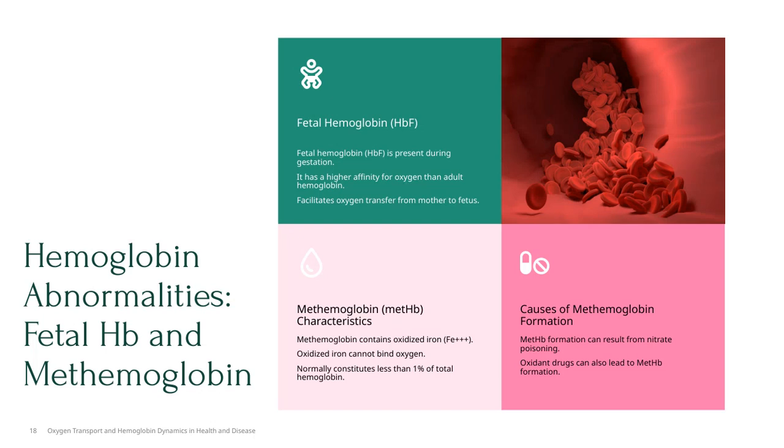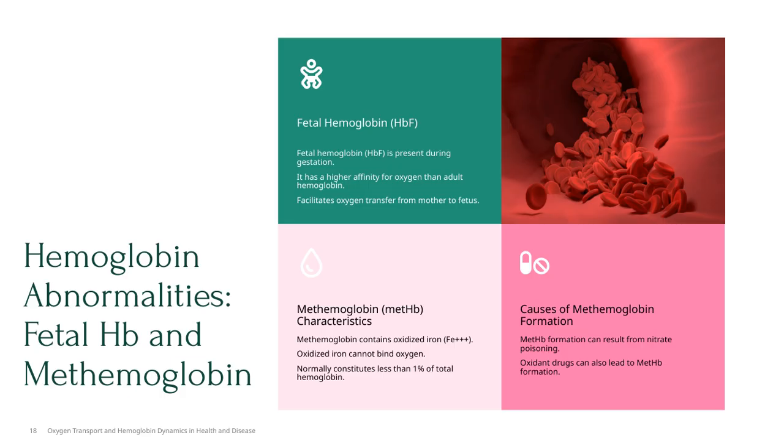Let's take a closer look at fetal hemoglobin, or HbF. This form of hemoglobin is present during gestation and has a higher affinity for oxygen compared to adult hemoglobin. This increased affinity is crucial because it allows the fetus to effectively extract oxygen from the mother's blood, facilitating oxygen transfer from mother to fetus. It's a key adaptation during development.